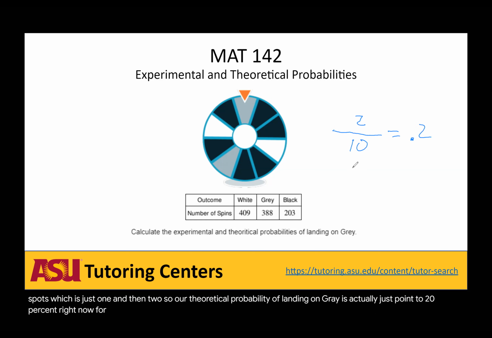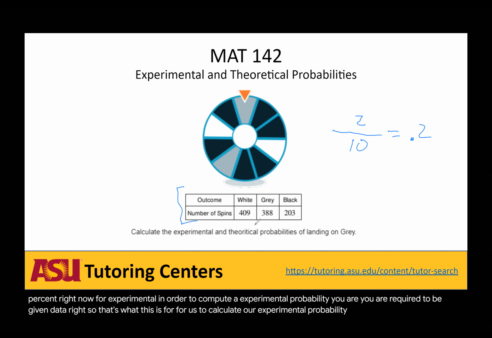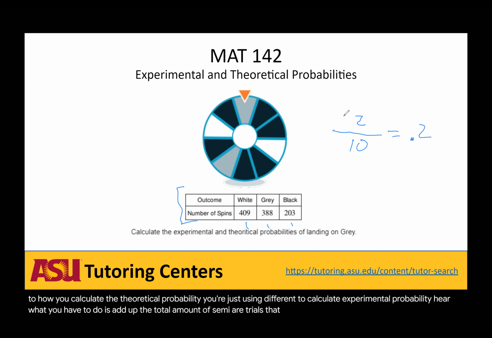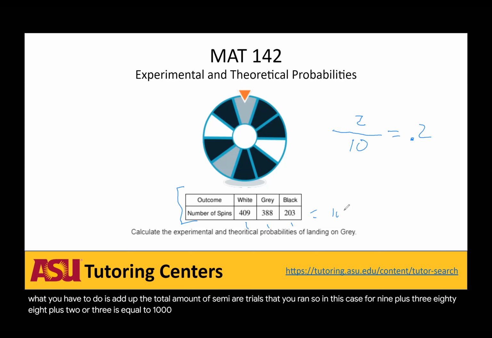Now for experimental, in order to compute an experimental probability, you are required to be given data. That's what this is for us to calculate our experimental probability. It is similar to how you calculate the theoretical probability, you're just using different data points. You add up the total amount of trials that you ran. In this case, 409 plus 388 plus 203 is equal to 1,000. And that's going to be your denominator.